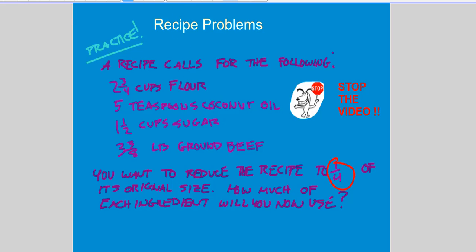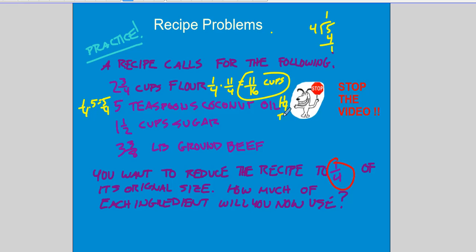Alright, so here I am going to take 1/4 of everything. 1/4 of 2 3/4, that's 2 times 4 is 8 plus 3 is 11 over 4, so that's 11/16 cups of flour. 5 teaspoons coconut oil, well that's going to be 1/4 of 5, which is 5/4. So as a mixed number, 4 goes into 5 once, 1 times 4 is 4, subtract, the remainder 1, so that's 1 1/4 teaspoons of coconut oil.